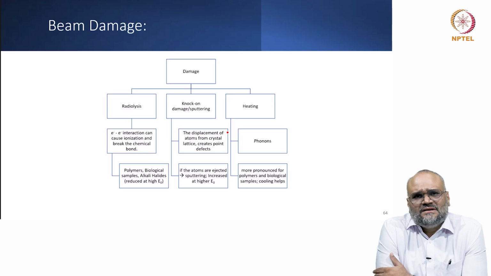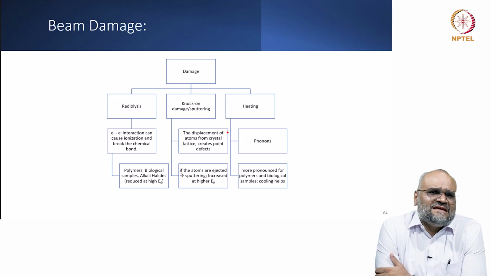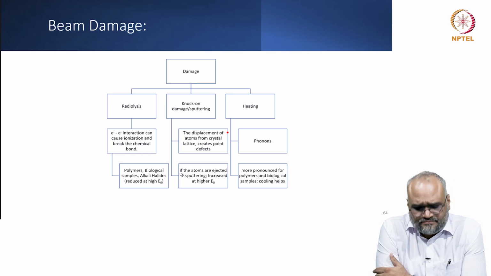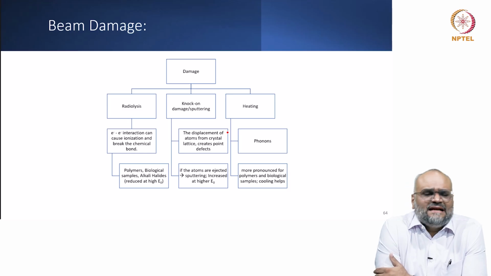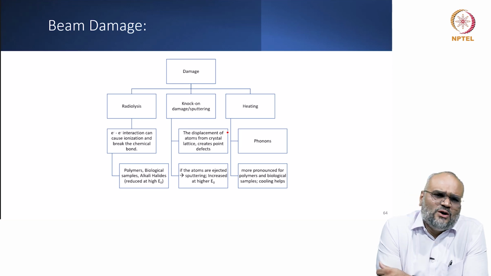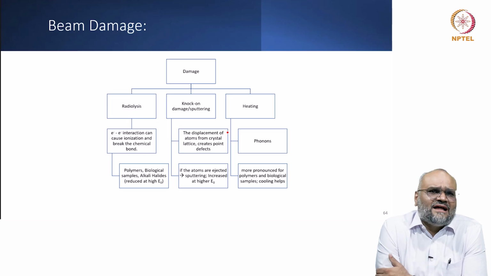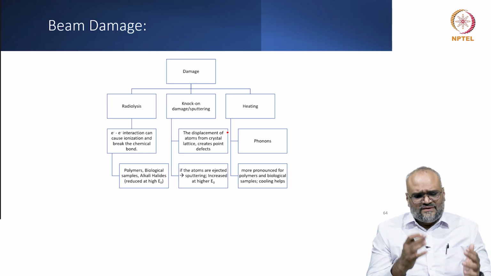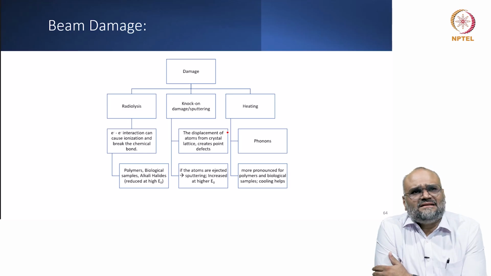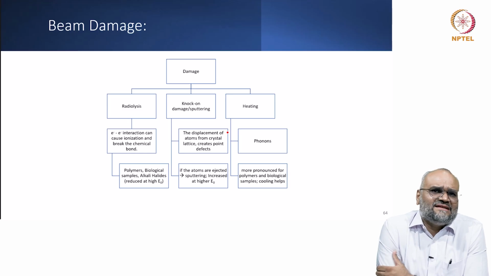This is also observed in all kinds of specimens, and it is also dependent on the accelerating voltage. Radiolysis and ionization damage is more pronounced at slightly lower accelerating voltages, whereas at very high voltages, the knock-on damage is more pronounced. So, you have to have a good balance between the accelerating voltage and the dose that is deposited on your specimen.